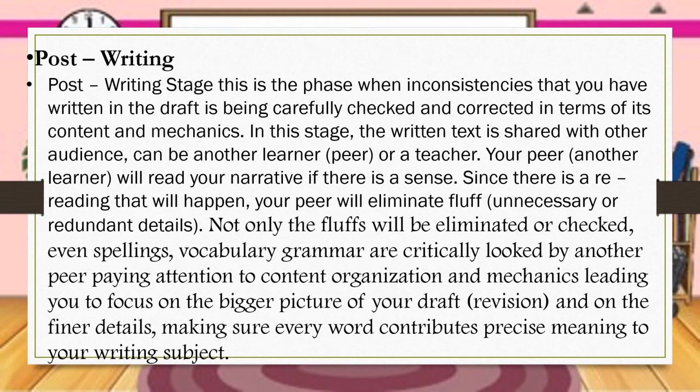So, i-check every little detail of the words, no? If the grammar is correct, check natin. If the spelling is correct, check. And if the word is really needed, no? And if the organization and the mechanics, pinapakita lang dapat doon yung pinaka-theme mo doon sa iyong subject that you were writing.